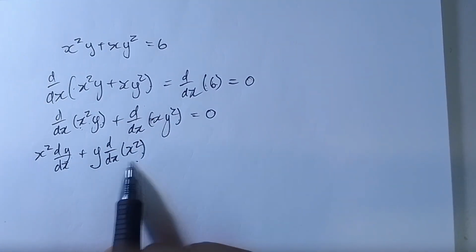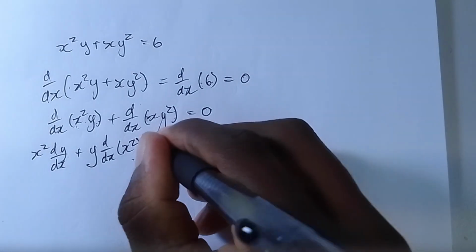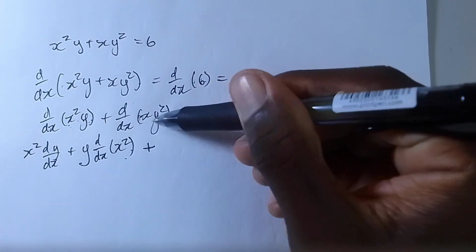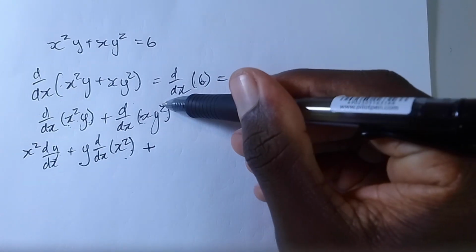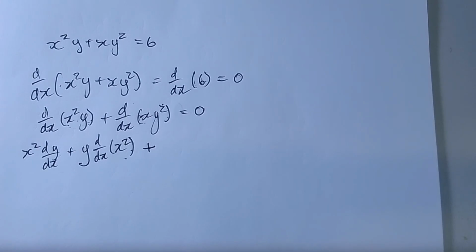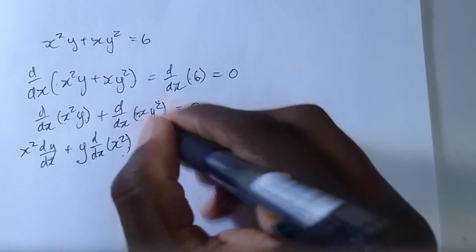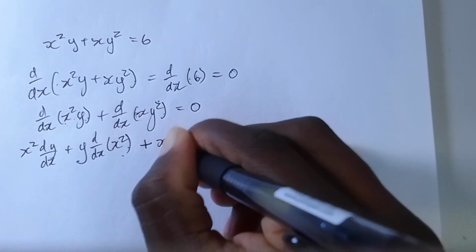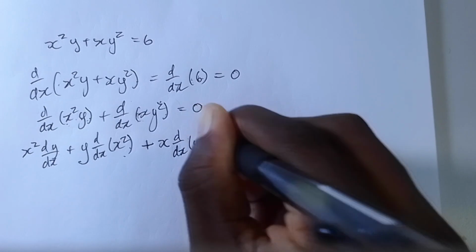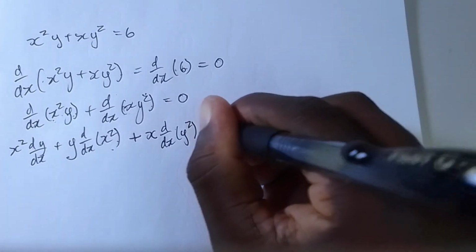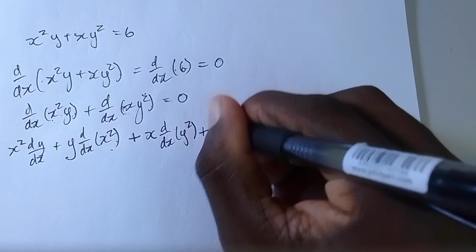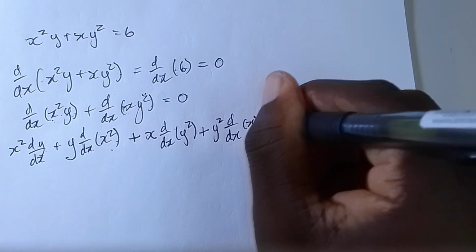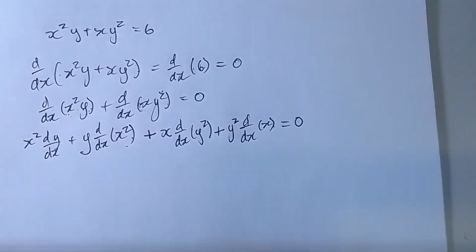Right? That's the product rule this side. Plus, we're getting to this now. Use the product rule once again. Now it's squared, so it will be a bit different when we are differentiating. We are looking for x times the derivative of y squared plus y squared times the derivative of x, which is equal to 0.